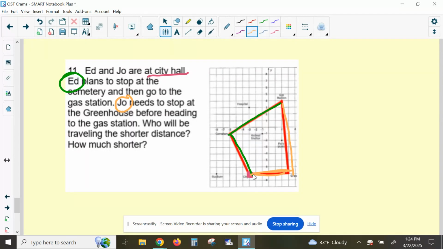Now remember, you cannot count diagonal blocks on a graph. You can count straight across blocks. So down here, you see how this is going straight across? We can count bubbles there. So let's go ahead and do that. Okay, so let's be Joe first. So Joe is 1, 2, 3, 4, 5, 6. So that's 6 across. This right here is diagonal.